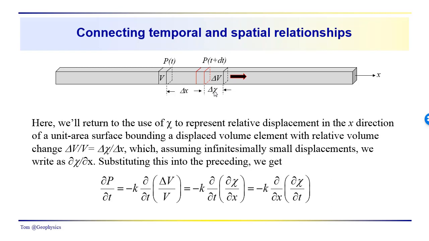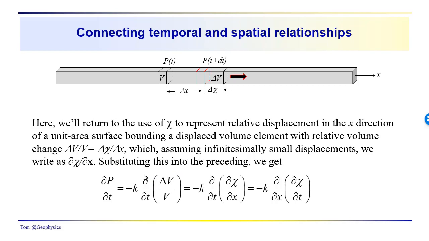So we're coming back to the use of this parameter chi, which we used earlier in our initial development of the wave equation to represent the relative displacement in the x direction, in this case of a unit area surface bounding a displaced volume element with relative volume change delta V over V. Since we have a unit cross-sectional area, this just turns out to be delta chi over delta x. That would be our delta V over V. We're really assuming these are infinitesimally small displacements, and it's hard to represent them accurately in the diagram, but delta chi over delta x, in the limit as delta x goes to 0, is d chi dx.